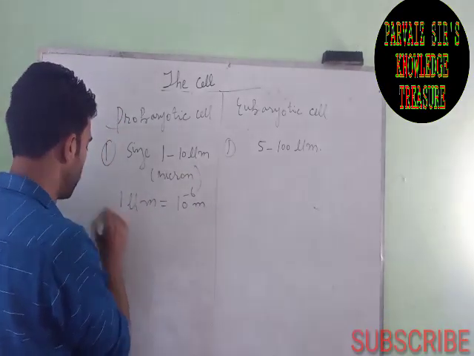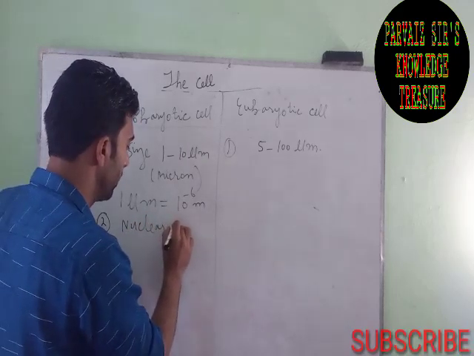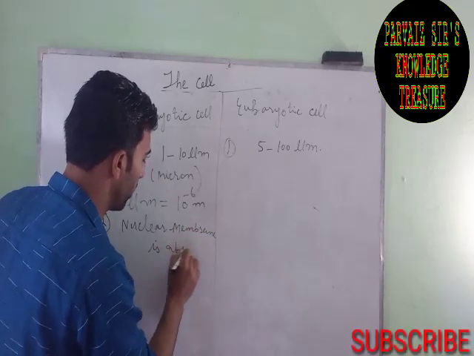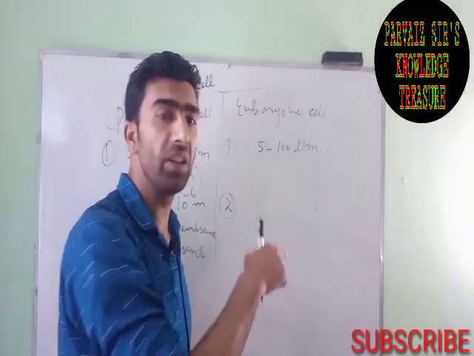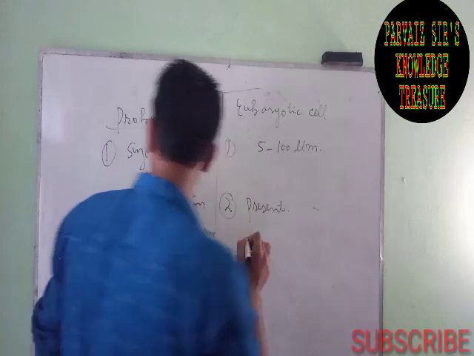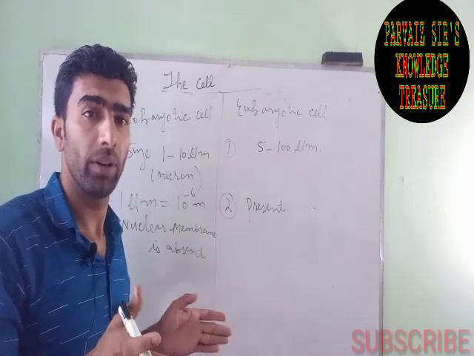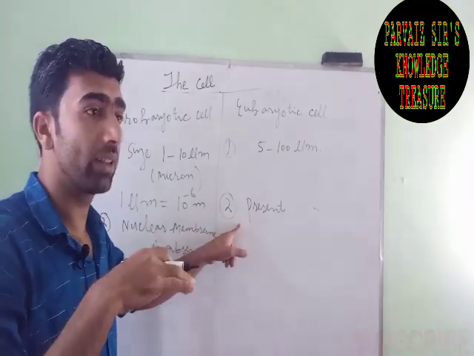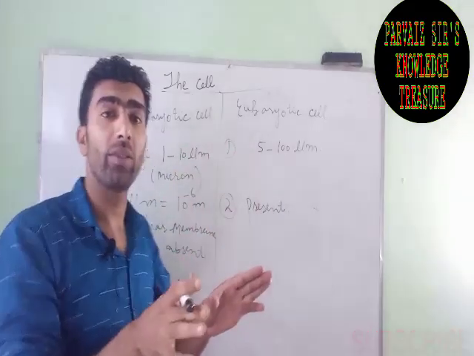Number second, nuclear membrane is absent in case of prokaryotic cells, whereas nuclear membrane is double layered in case of eukaryotic cell. In case of prokaryotic cell, the nuclear region is poorly demarcated and the DNA is circular, whereas in case of eukaryotic cell, the nuclear membrane is a double membrane and the nucleus is well demarcated.